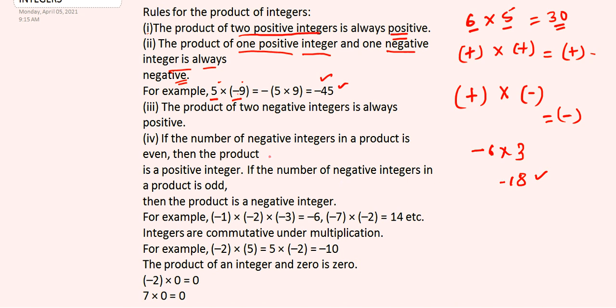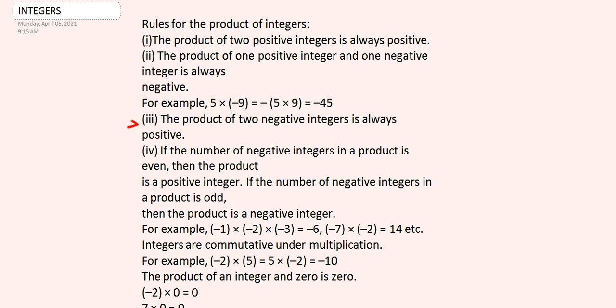Clear? Then one more example, minus 11 into 3, only one negative sign is here, so 11 into 3 is 33, and along with the negative sign, so minus 33 is your required answer. Okay, then third is the product of two negative integers is always positive, means if we are multiplying a negative integer by another negative integer, our answer is a positive integer.